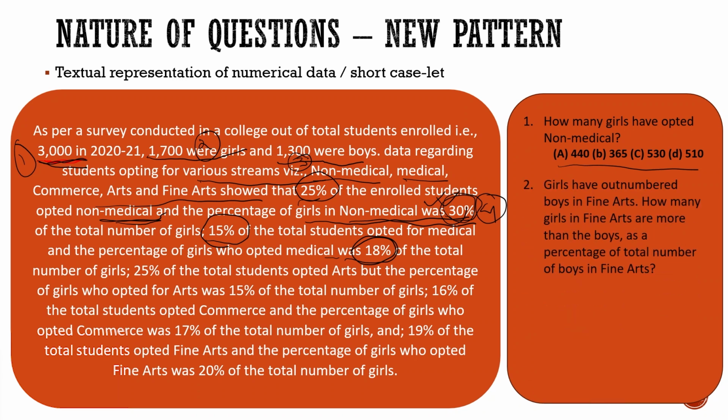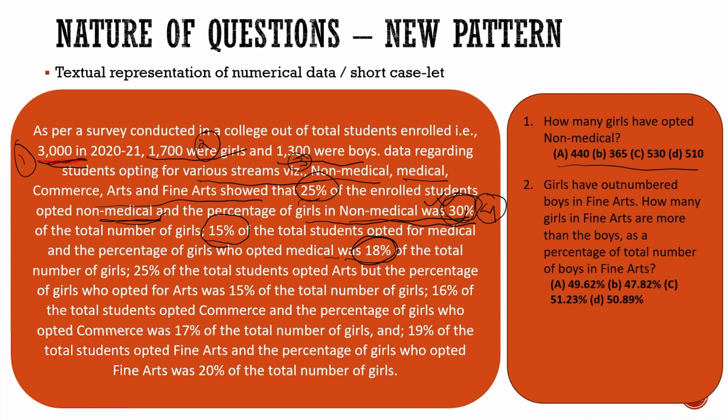The second question is a little longer one. Girls have outnumbered boys in fine arts. So information regarding fine arts is also there. So as per this textual information, girls have outnumbered boys in fine arts. How many girls in fine arts are more than the boys as a percentage of total number of boys in fine arts? So here you have to find out percentage.